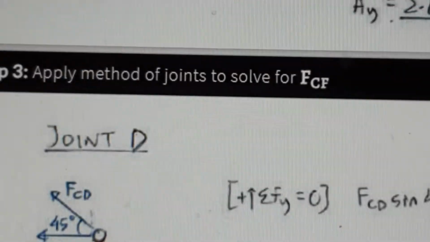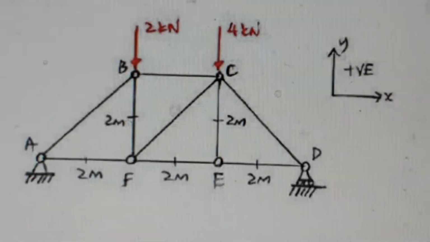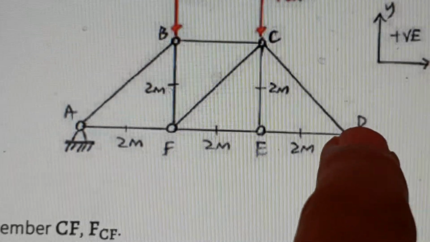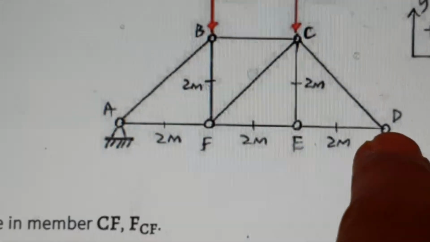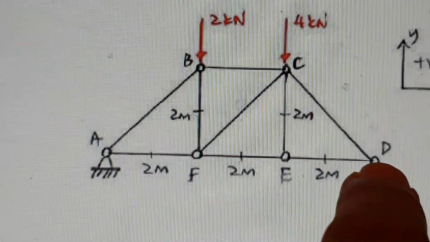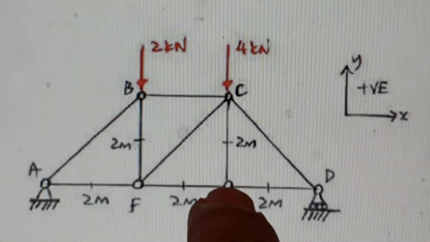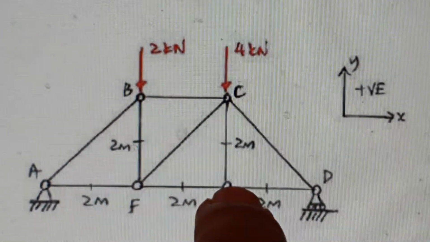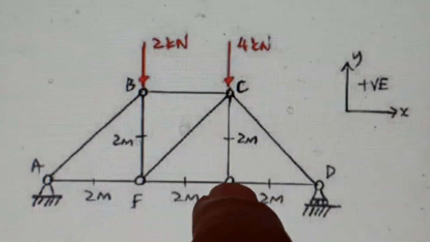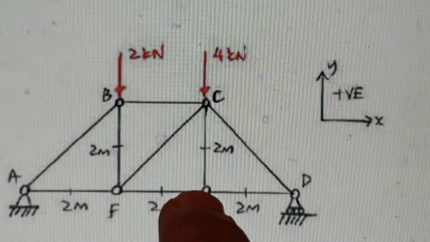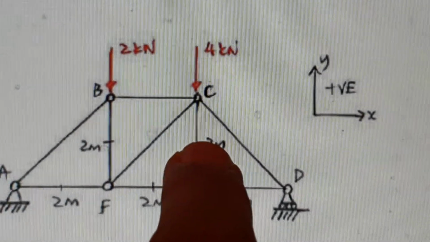Now let's go to the next joint. We found joint D. Now let's go to joint E. Joint E, if you look at it, there is one force here, and we just found it just now, and it's tension. And of course, tension here should be tension at the same point. Okay, we have one force here and we have one force here.